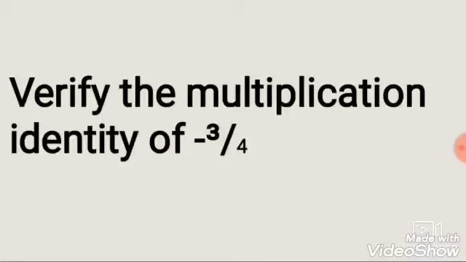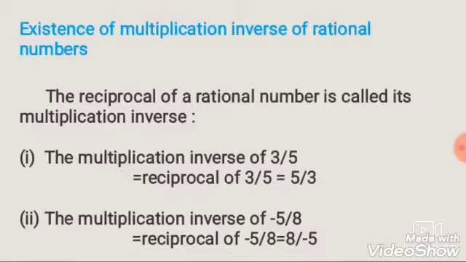So let me answer this question. Verify the multiplication identity of minus 3 by 4. Since we know that minus 3 by 4 is also a rational number, according to the multiplication identity, we write it as 1 into minus 3 by 4 is equal to minus 3 by 4 into 1, which is equal to minus 3 by 4. Okay, since it's satisfied, let me move on to the next thing.